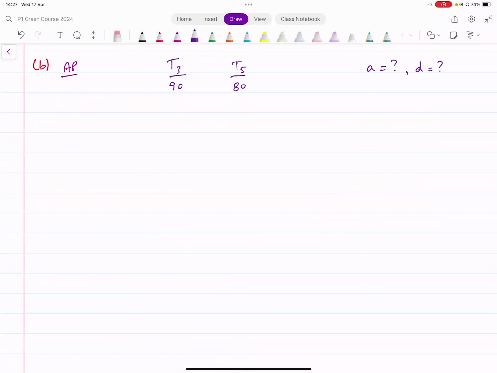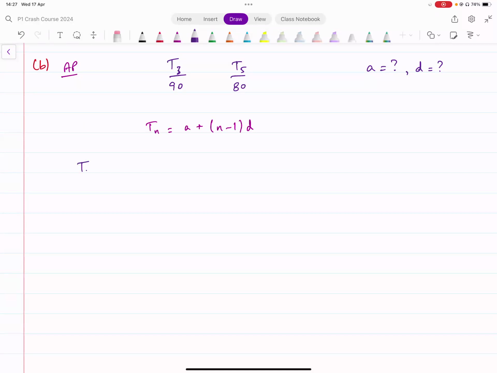Now, one possibility is to use the term formula. You could use the term formula and put the third term equal to 90, put the fifth term equal to 80. You will get two simultaneous equations. You solve those two simultaneous equations and you get the values of A and D. That is one possibility. Now, I'll talk about that in a moment. But in fact, let me actually show that to you first. So the term formula for an arithmetic progression looks like this. Tn equals A plus n minus 1 times D.